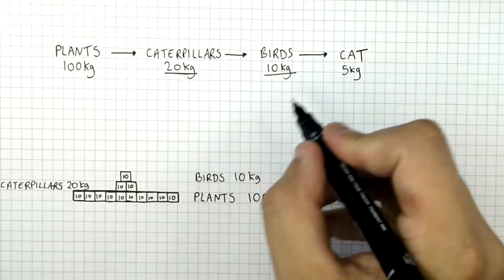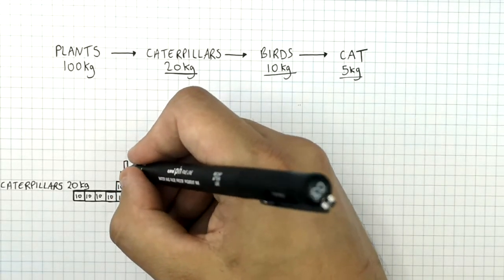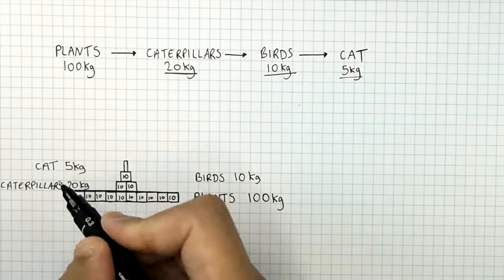The cat is 5 kilograms, so this pyramid of biomass requires half a box, which is 5 kilograms.